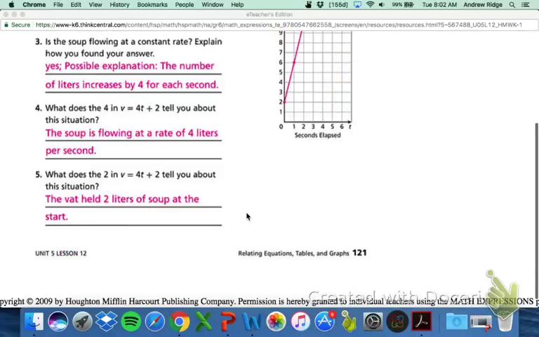Okay, so here is the soup flowing at a constant rate? Explain how you found your answer.